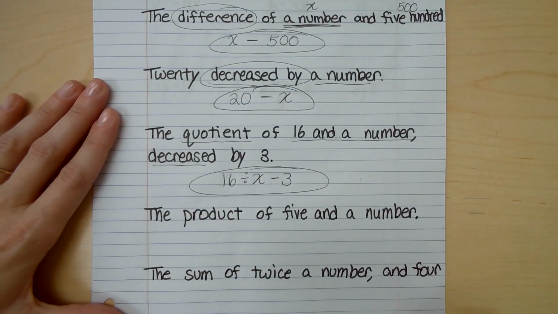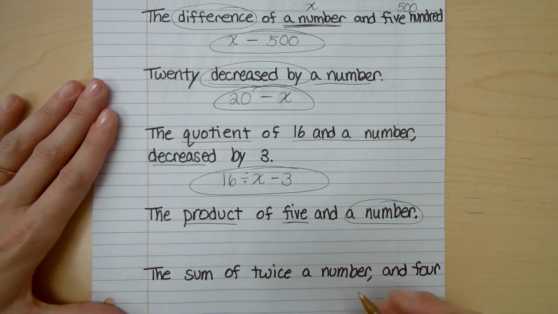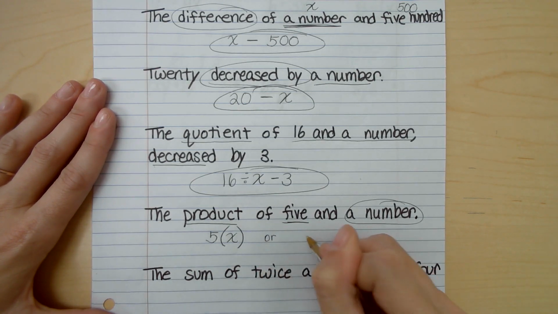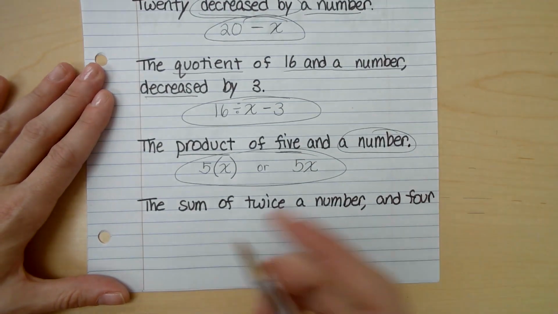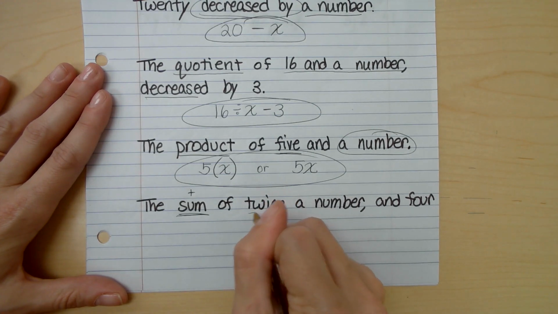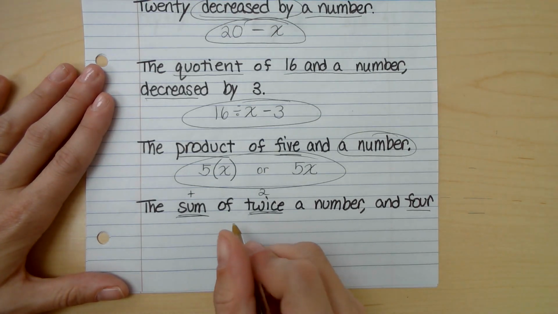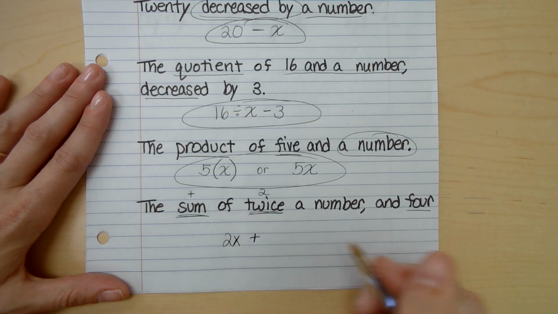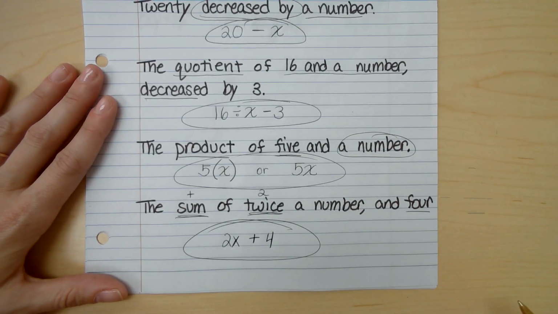Next up, the product of 5 and a number. So product we can write two ways. We could write 5 times x, or we could just write 5x. Both of those are equivalent. And then the sum, so addition, the sum of twice, that means we're multiplying by 2, a number, and 4. So the sum, I'm going to be adding, and what am I adding together? Twice a number, so that's 2x, and 4. The sum of twice a number and 4.